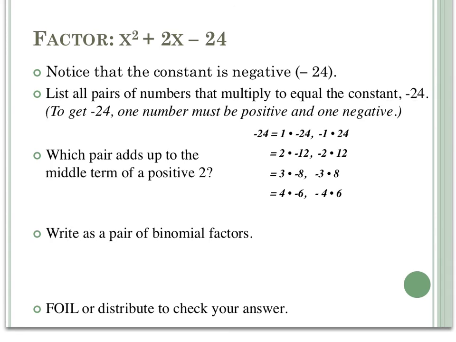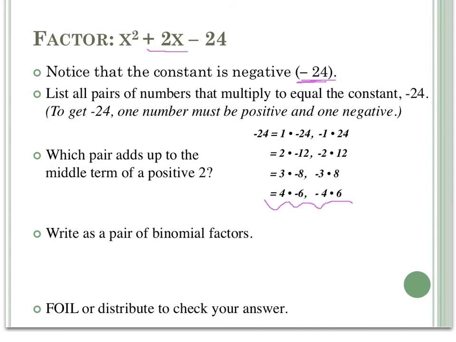Let's look at another example. X squared plus 2x minus 24. Note that the constant here is negative, a negative 24. So now to list all the pairs of numbers that multiply to the constant, negative 24, we're looking for one number to be positive and one number to be negative. Okay, I've listed all the possible options with negatives and positives, but as we continue to look at this, we should see that we have a positive 2x that we're adding to, meaning we want the larger of the pairs of numbers to be positive.